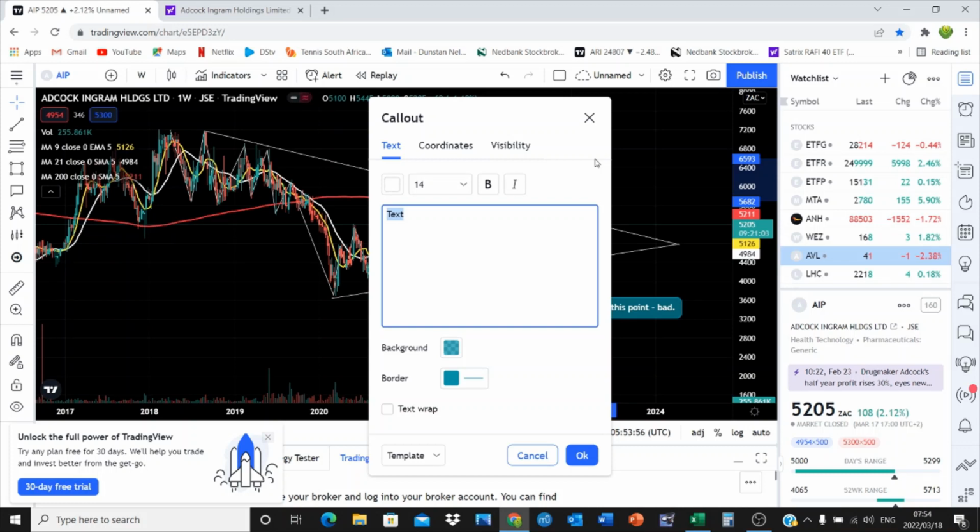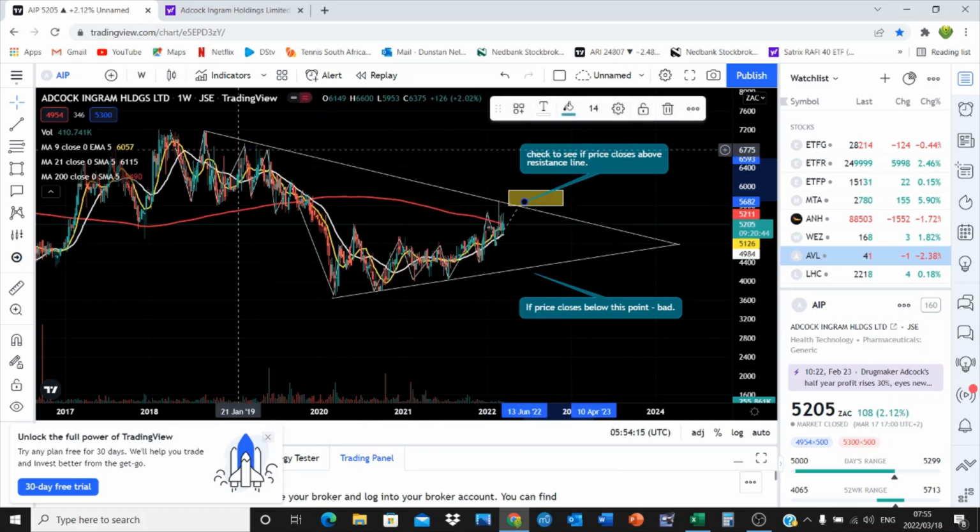So what I'm going to do is say: check to see if price closes above resistance line. I never know if resistance is spelled with an E or an A, but I think it's an A. All right. So now you would term this, like I said, a resistance line, because we've had multiple times that price has tested this sort of imaginary line. It's not a real line, obviously. It's an imaginary psychological line.